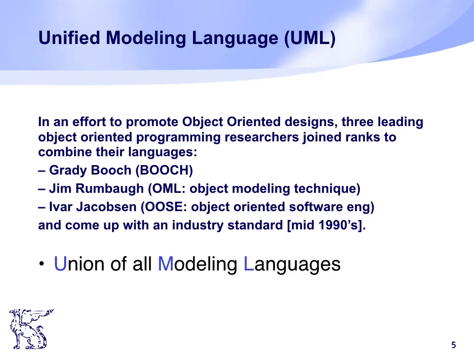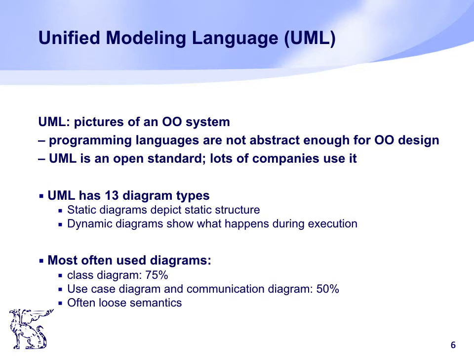It was developed in the 1990s as an amalgamation of several techniques like the object-oriented analysis and design technique, the object modeling technique, and the object-oriented software engineering technique. So it's a combination, or union, of all modeling languages. UML has 13 diagrams. I will show you the diagrams in the next slide. The most used diagram is the class diagram, so in today's lecture we will cover the class diagram.